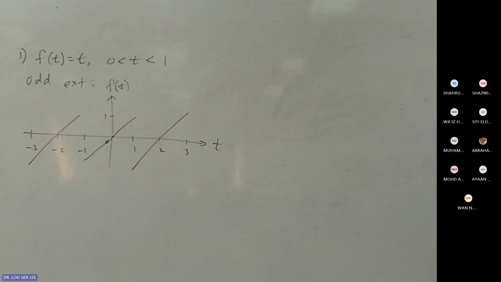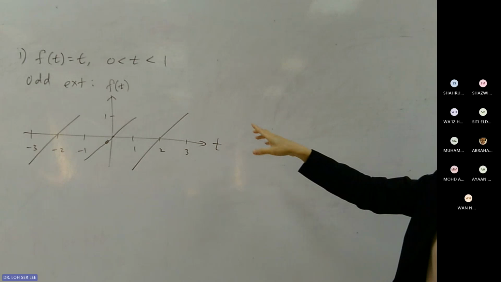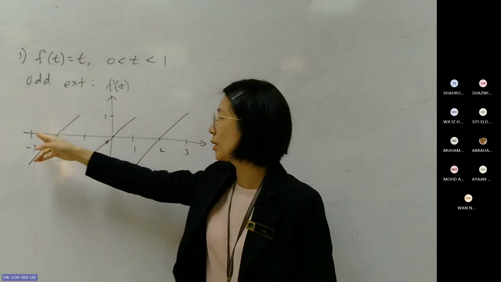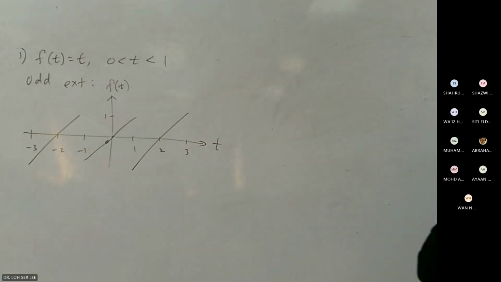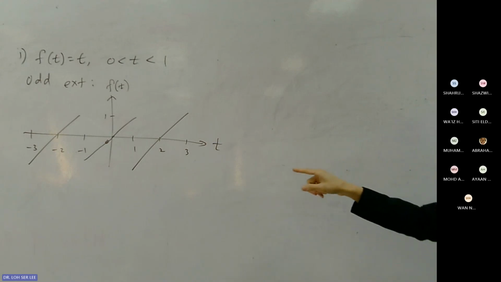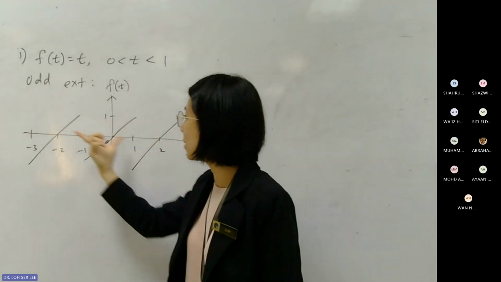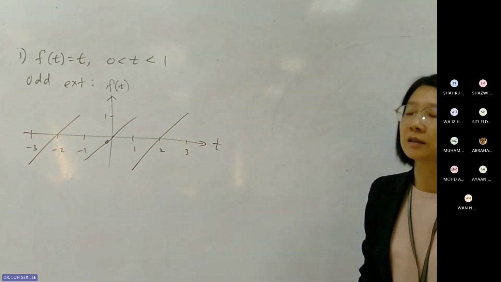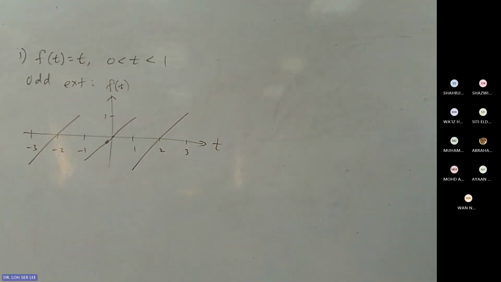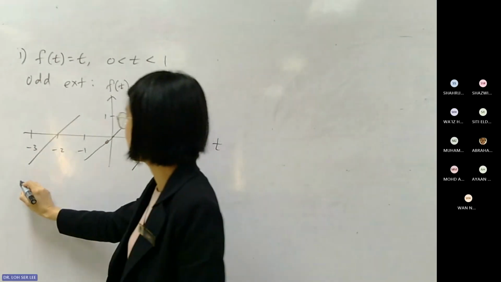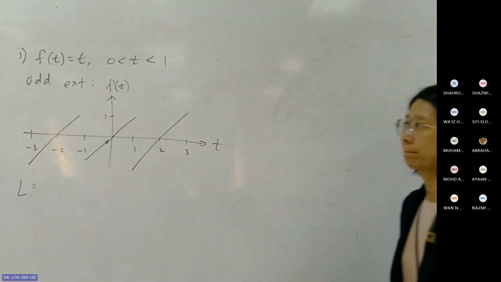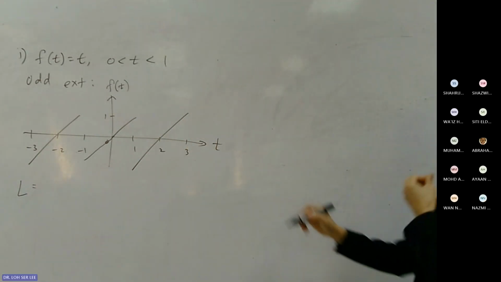Normally in the questions, it will mention sketch the graph from, for example, -3 up to 3. You will be given an interval. Then if -3 up to 3, that means you need to copy this one, paste it here and here. Normally the interval will be given. What is the L for this question? L is 1.